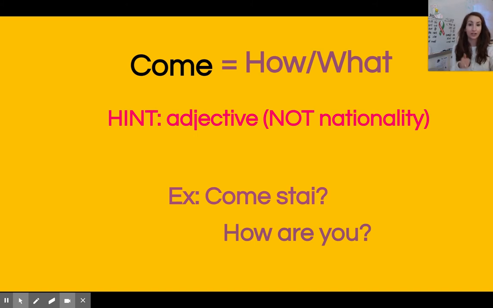Come stai? How are you? Feeling well, bene, right? Or what's the Italian teacher like? Oh, she is bruna, right? So here we have an adjectivo, some sort of adjective. As always, take a secondo, put it on pause, and write this down.